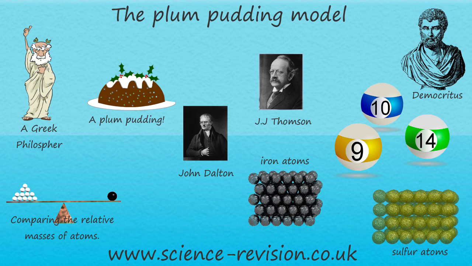Hi, in this video we will look at some of the early ideas on elements and atoms. We will then jump forward a few thousand years to the work of John Dalton and review his atomic theory, before finishing up with J.J Thomson and his plum pudding model of the atom.